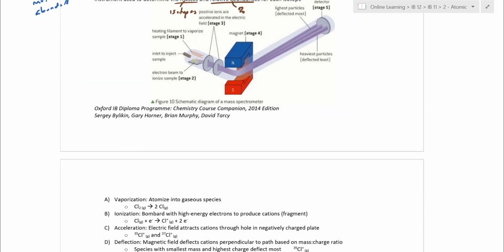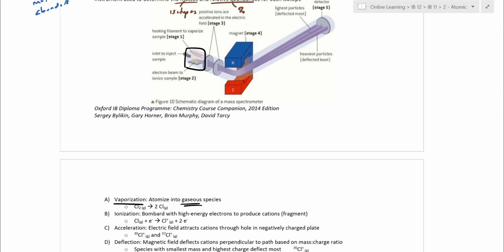We're going to start off with step number 1. Step number 1 is called vaporization. In some sense, this is just: let's vaporize them all into a gas state so that I can send gases through the rest of the device. It's a little bit hard to send chunks of solid or liquids through a device. So I'm just going to atomize them, put them in the gas state.